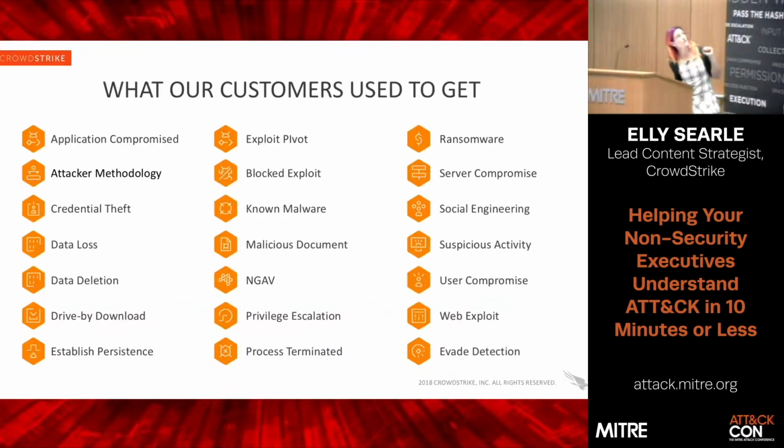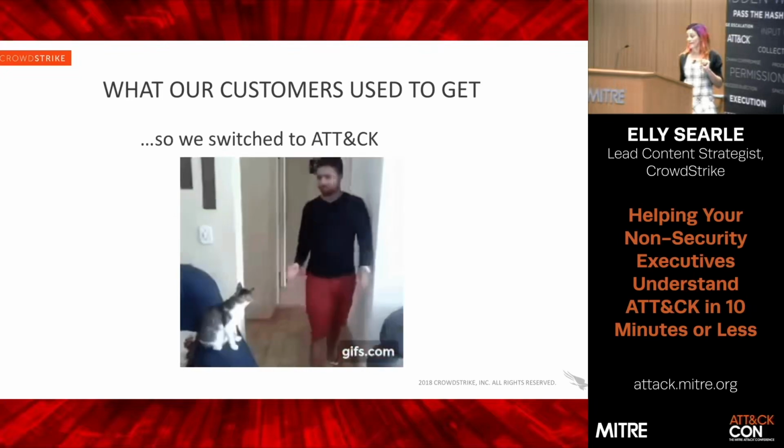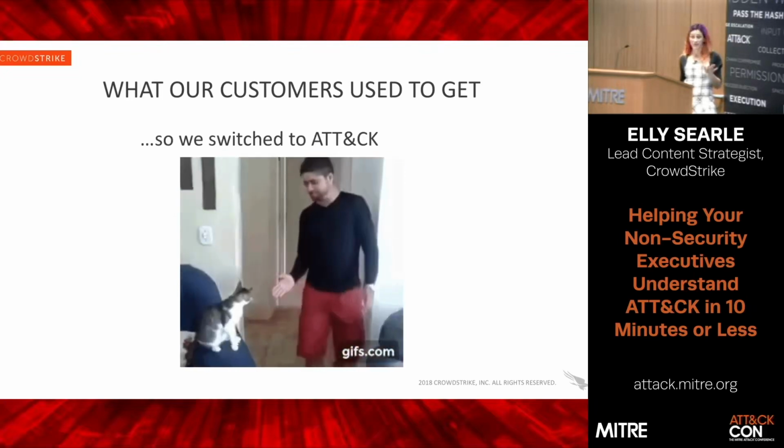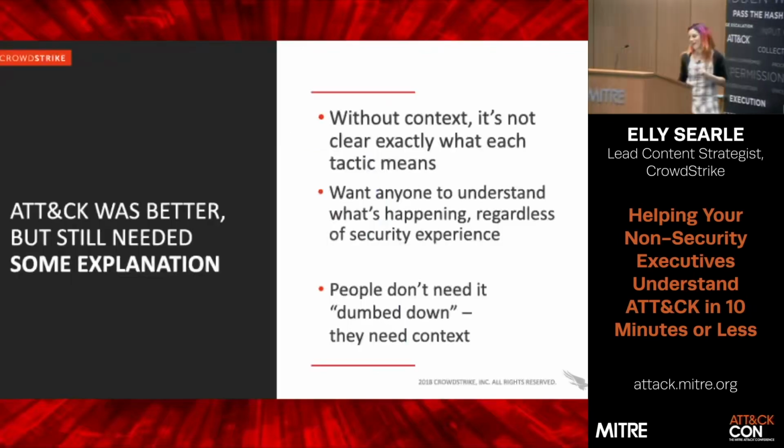So this is what they used to get. It was just a long list of all the different scenarios. Some helpful, drive-by download. Others, suspicious activity. A little more vague, a little less to go on. The icons were too hard to keep track of, and we weren't really setting the analysts up for success. So we switched to ATT&CK. Very exciting. Everyone's very happy with this decision.